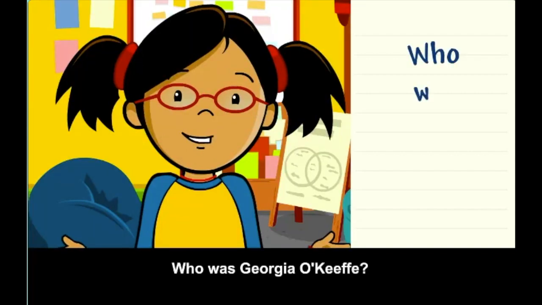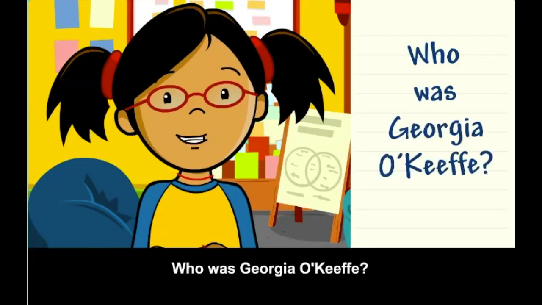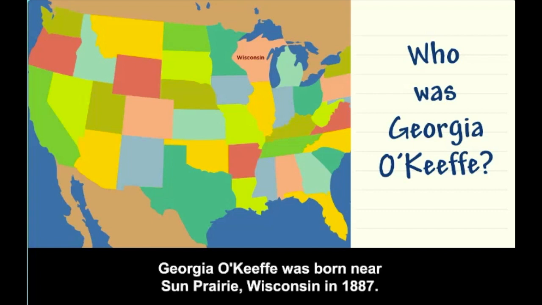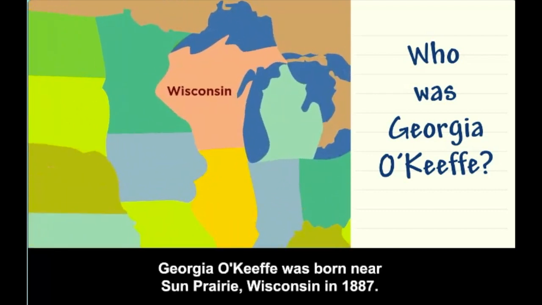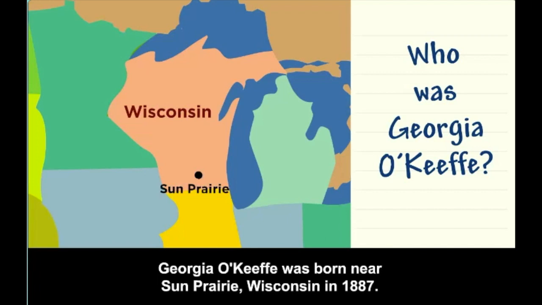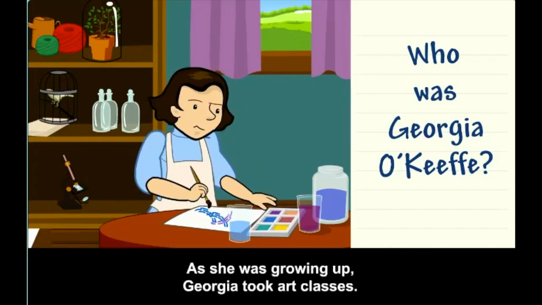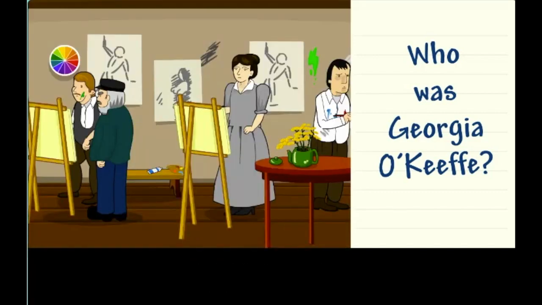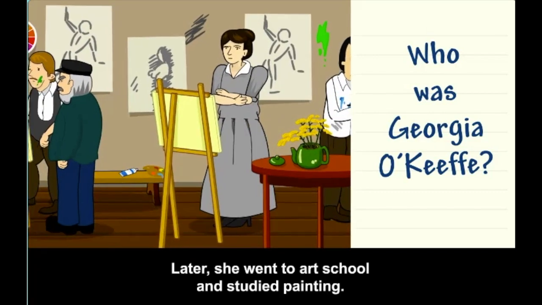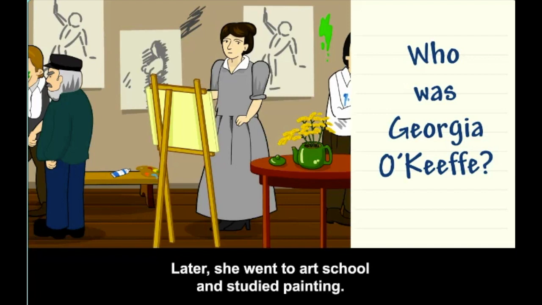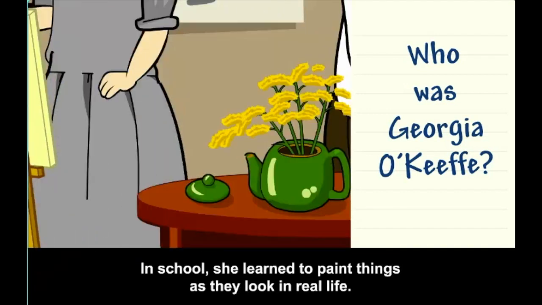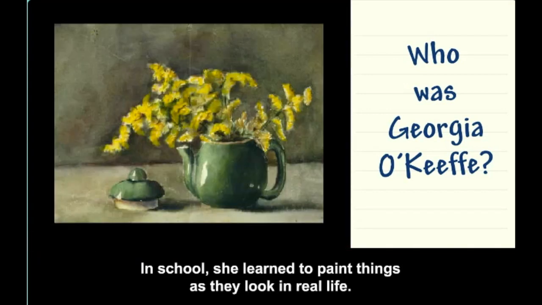Who was Georgia O'Keeffe? Georgia O'Keeffe was born near Sun Prairie, Wisconsin in 1887. As she was growing up, Georgia took art classes. Later, she went to art school and studied painting. In school, she learned to paint things as they look in real life.